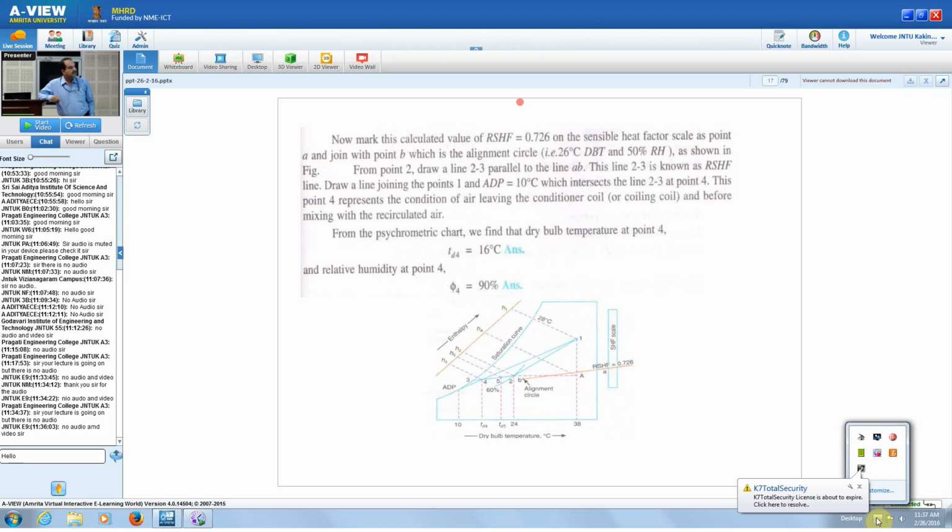This is operating dew point. ADP will join all these lines.